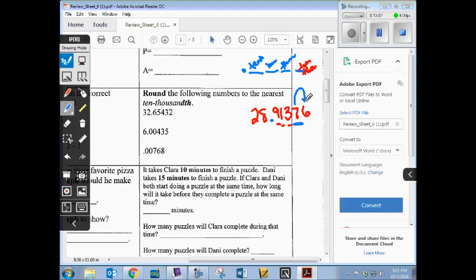I'm going to draw my arrow to the one to the right. You should all know that everything to the left of that is going to stay the same. So 28.913, I can go ahead and bring that down. Now it's all about whether that 7 right there is going to stay as a 7 or go to 8.